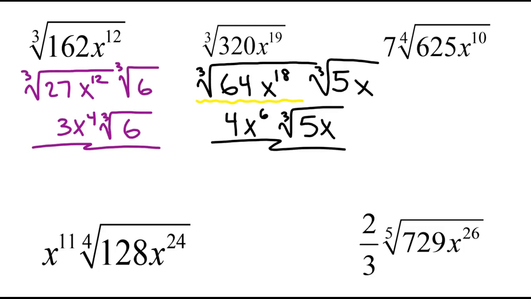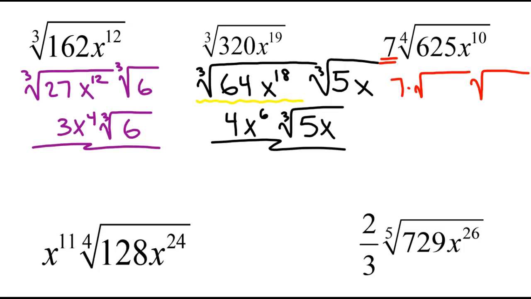Fourth roots. Now there's a 7 out here. That's fine. Just leave it out there. It's just 7 times. So now I have 7 times whatever my perfect cube stuff is, and then my non-perfect cube stuff. Perfect cube, or not cube, fourth root, sorry.